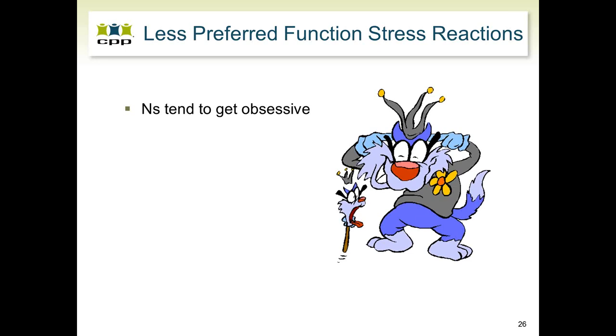Now, Ss do this in the reverse. Sensors will do N in the extreme. They'll tend to catastrophize. Now, they're using intuition, but again, they're not using it at its best.